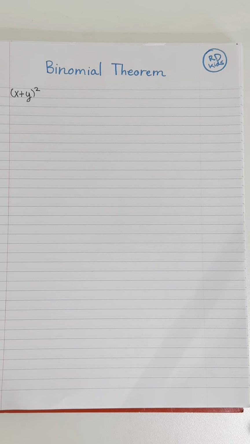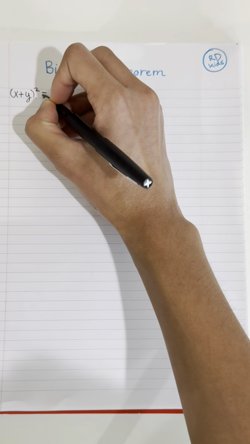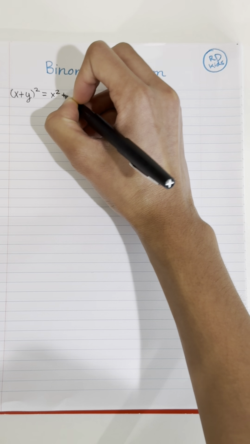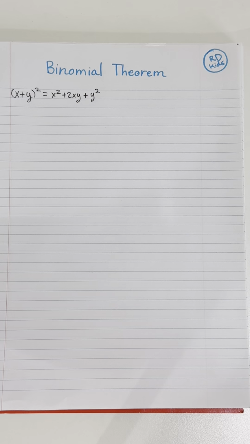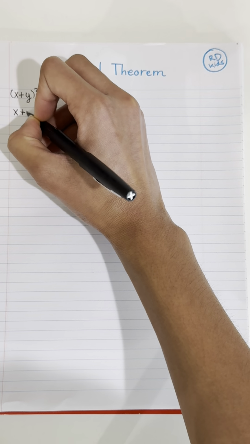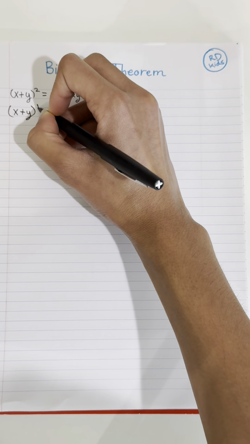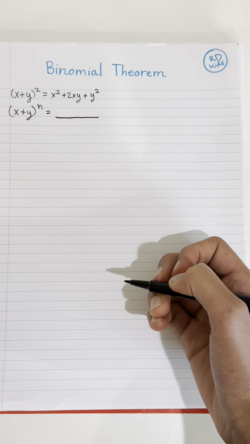You might have been asked to solve (x + y)² in school, and you would find out that this is just x² + 2xy + y². But what if you keep increasing the power? So let's go (x + y)ⁿ. The solution is known as the binomial theorem.